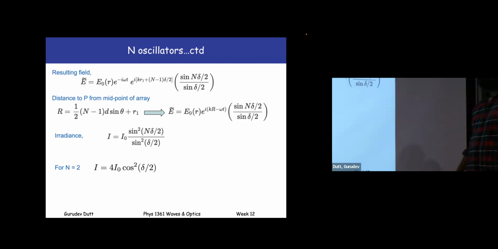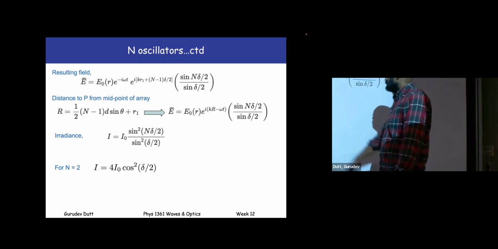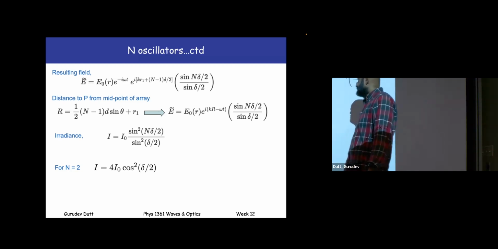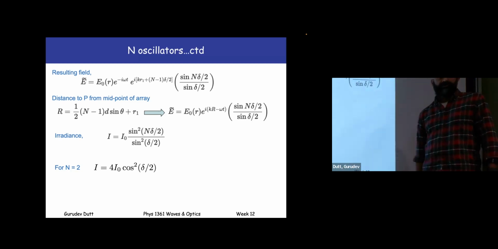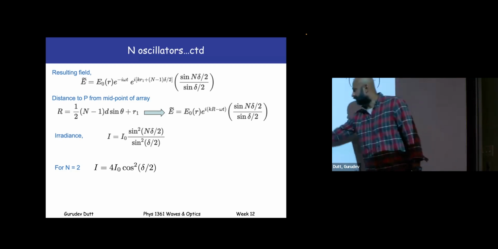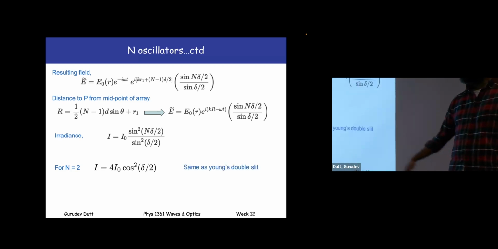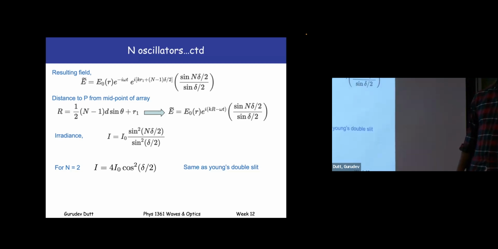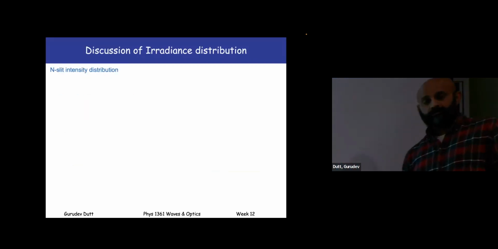Okay, and we can verify for n equal to 2. If I substitute n equal to 2 here, then I'm just going to get sine squared delta divided by sine squared delta over 2. Expand sine squared delta as 4 sine squared delta over 2 cosine squared delta over 2, and you'll get that this is just cosine squared delta over 2, which is of course the expression for the Young's double slit pattern that we've seen before. Okay, so at least we verified it for the two slit or two source.